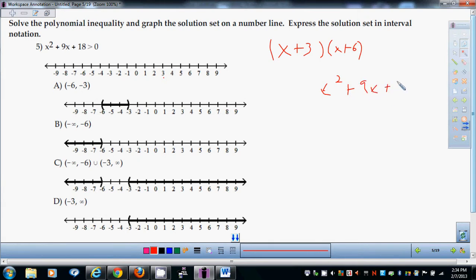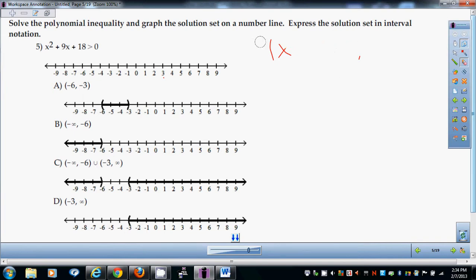So that means -3 and -6 are on your number line. Now all you have to do is punch it into your function and see what you get. Let's try -7. If you plug -7 into the function, you get 49, -7 times 9 is -63, plus 18. -63 plus 67 is a positive number. Is a positive greater than 0? Why, yes it is.